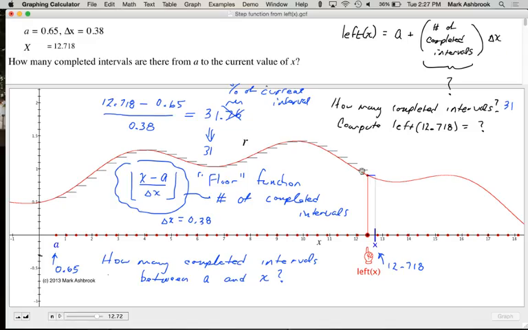So what is it? Left x is going to be a, our 0.65, plus our 31 intervals times the width of each interval. And what is it? Anyone got that? And does that agree with the picture? Here's 12, here's 13. Oh, right, and so this is it right here. Left x is right here, not quite halfway from 12 to 13.